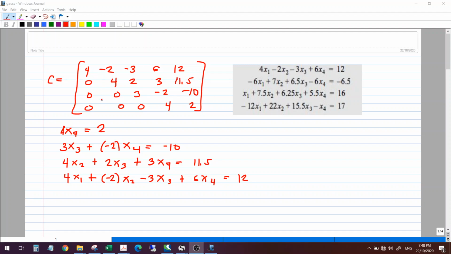If I interpret this matrix, we can rewrite this as this. 4x sub 4 is equal to 2. 3x sub 3 minus 2x sub 4 is equal to -10. Then the second row, 4x sub 2 plus 2x sub 3 plus 3x sub 4 equals 11.5. And finally, 4x sub 1 minus 2x sub 2 minus 3x sub 3 plus 6x sub 4 is equal to 12.